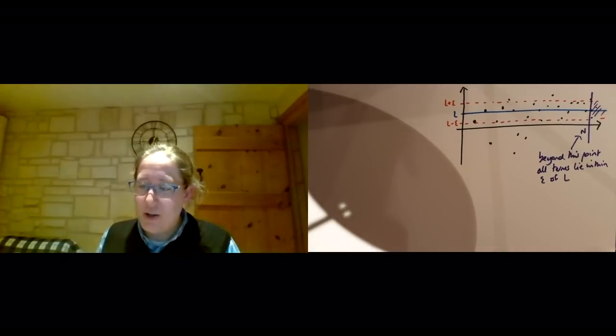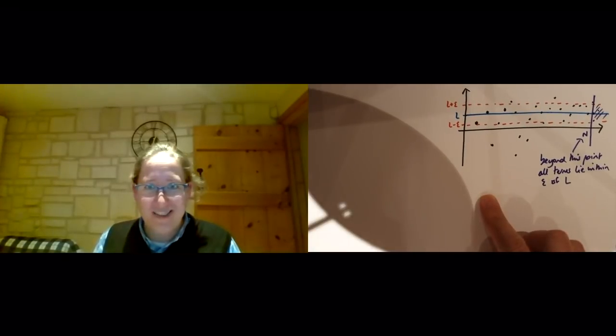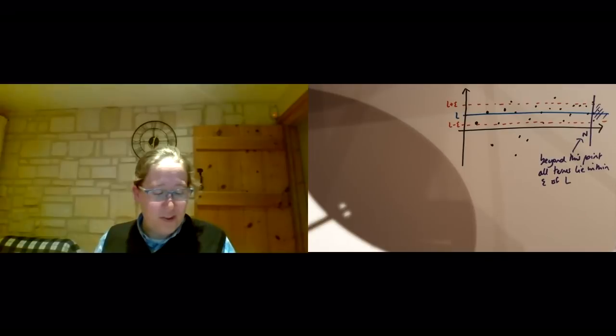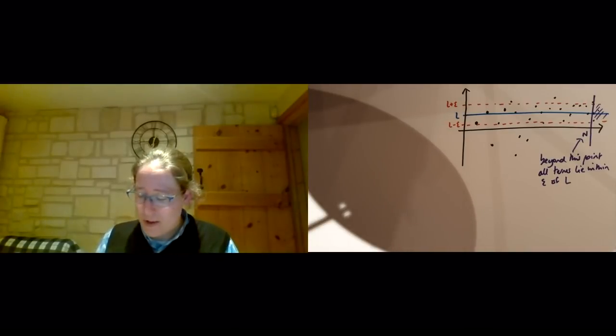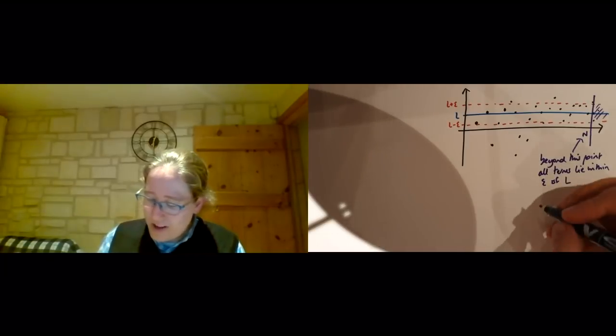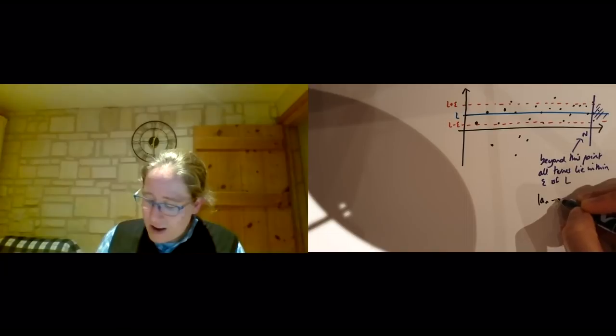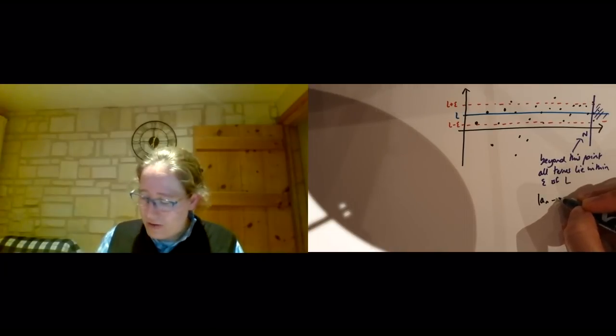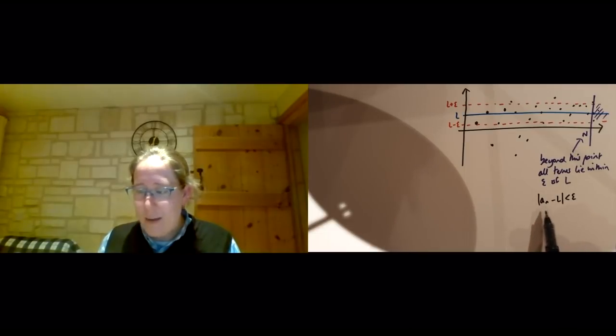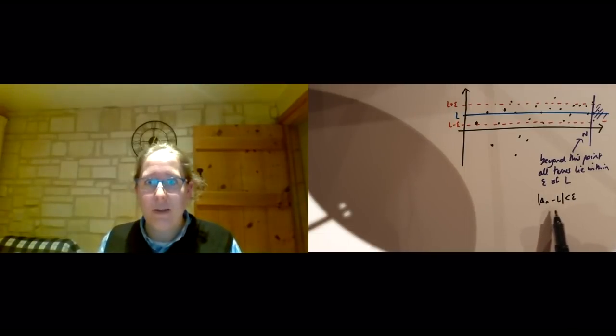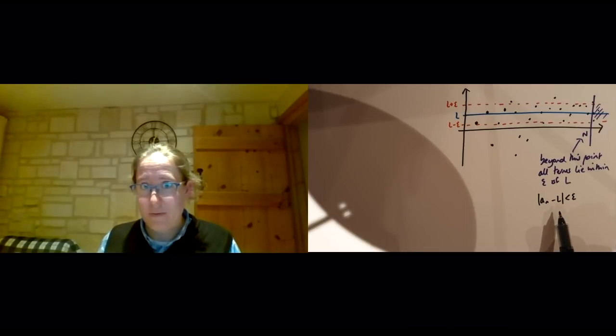So I'm going to do this drawing handwriting under my diagram, and then I will put a formal definition up on the slide in a moment, as I promised. So what we're saying is that we're trying to make the terms of our sequence within epsilon of the limit. And the way that we can write that in symbols is to say that the absolute value of a_n minus L, the modulus of a_n minus L, is strictly less than epsilon.